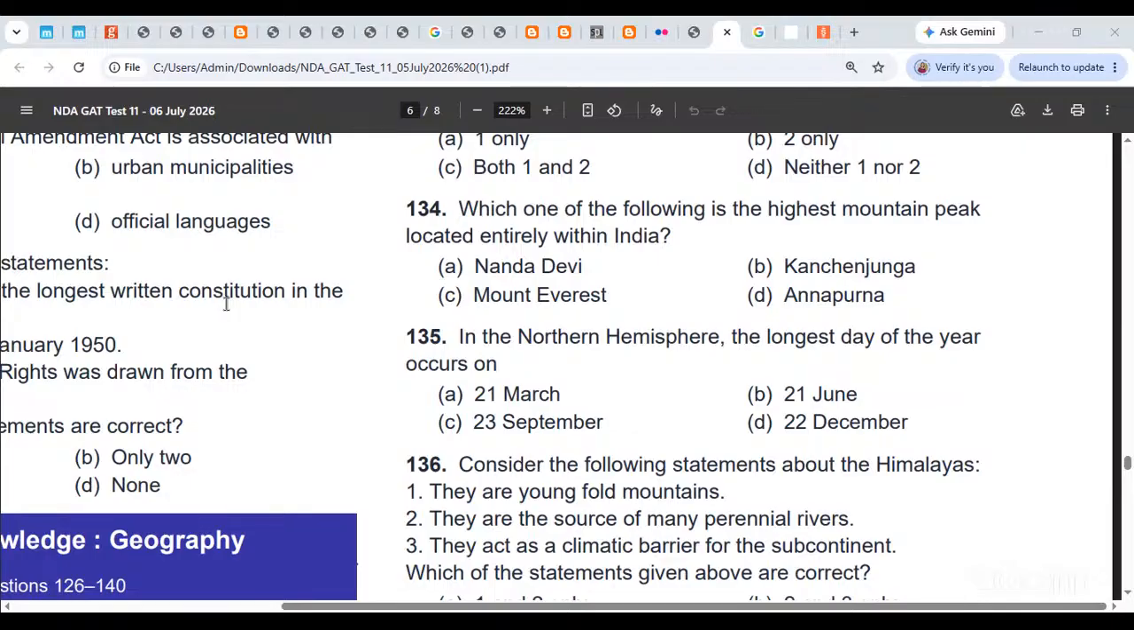Next, you move on to another important peak, the Annapurna. Annapurna is again in Nepal, and that is also an important peak. It does not lie in India, it does not lie in India anywhere, Annapurna. Okay, Kanchenjunga, famously shared between India and Nepal. Kanchenjunga is another famous peak shared between India and Nepal, and it does not lie completely in India. So your only option is going to be Nanda Devi. Nanda Devi is a peak famously located in Uttarakhand, and it lies completely in India. Totally in India.